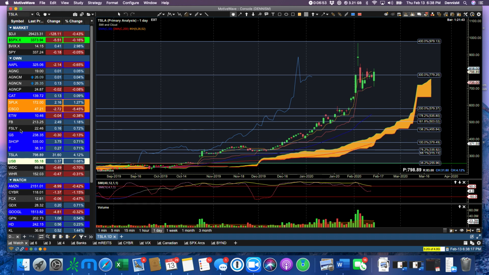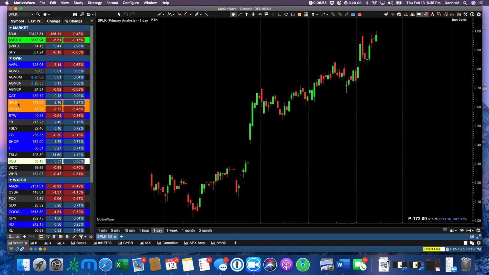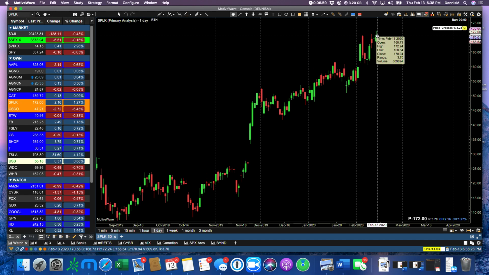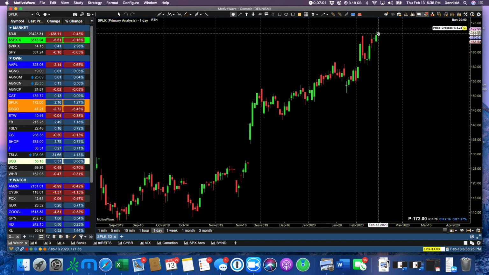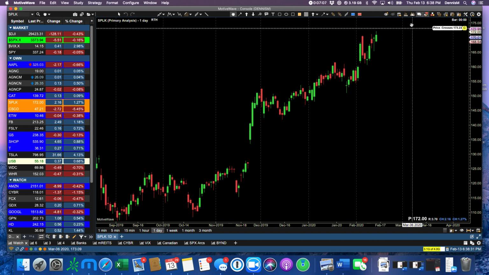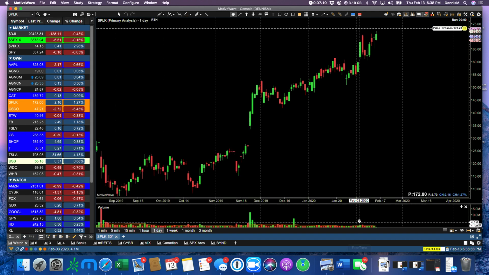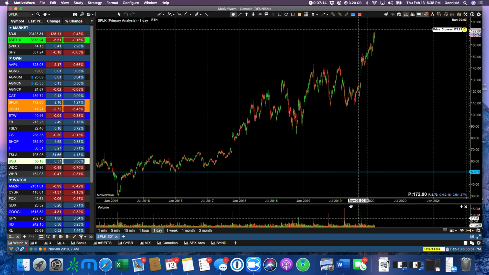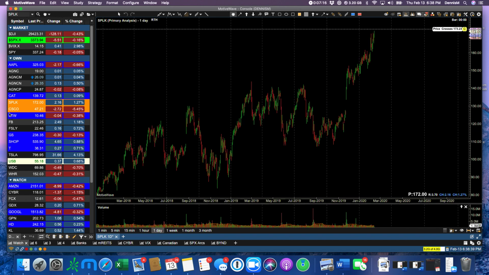What else do we want to look at? Splunk. It made a new high, pulled back, and created a new closing high. Tomorrow should be the day to move in on Splunk, but the volume today was just pathetic. So let's keep an eye on it tomorrow.